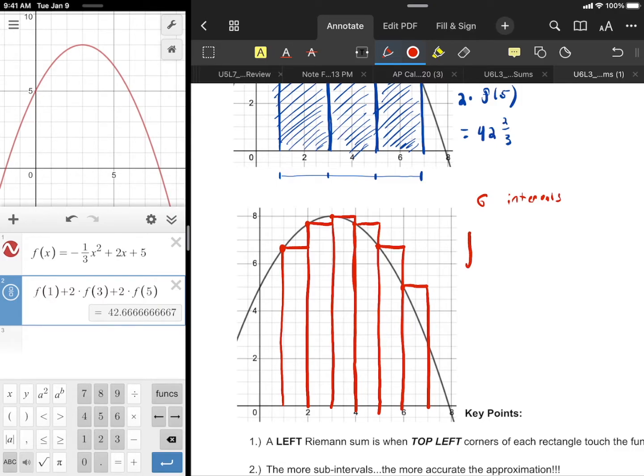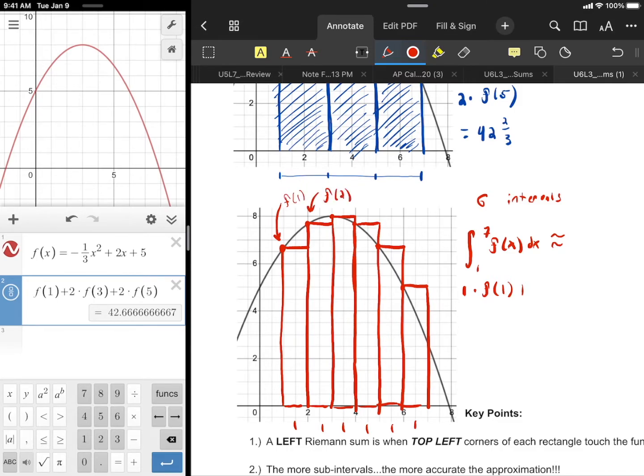So let's see how this one does. From 1 to 7 of f of x using 6 subintervals. Well, now each one has a width of 1. Each rectangle has a width of 1. So it's going to be 1 times f of 1, right? This is f of 1, f of 2, and so on and so forth.